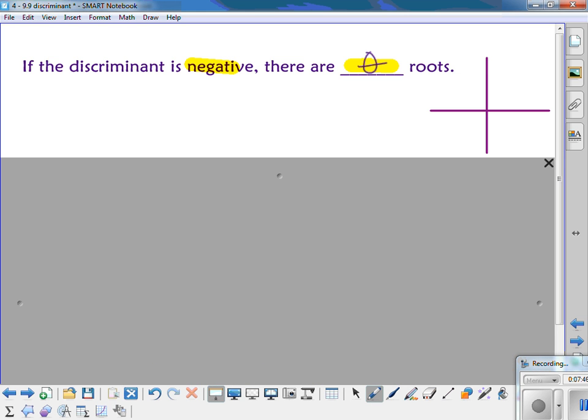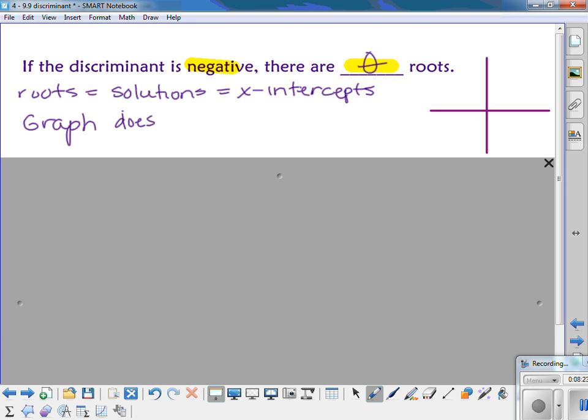Okay? The word roots can be used interchangeably with solutions or x-intercepts. They're all the same thing. So if there are 0 x-intercepts, is the graph ever going to touch the x-axis? No. So when you have a negative discriminant, that means the graph does not cross the x-axis.